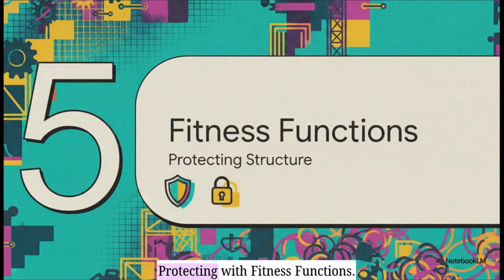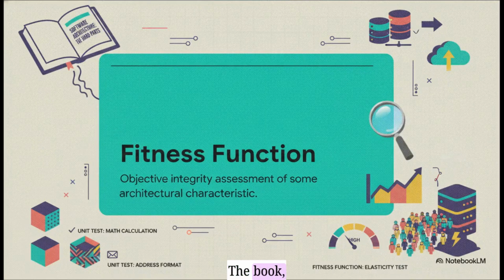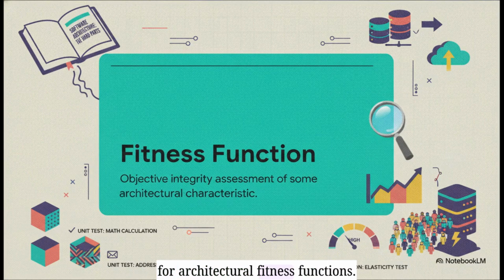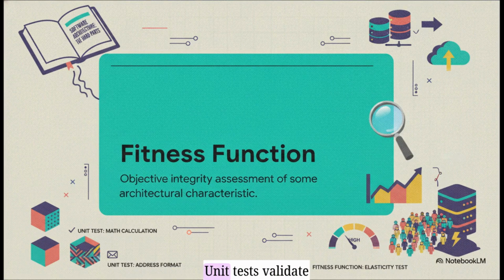Section 5. Protecting with Fitness Functions. The book, Software Architecture: The Hard Parts, gives us a really strict definition for architectural fitness functions. It defines them as an objective integrity assessment of some architectural characteristic. Now, this is totally different from a unit test. Unit tests validate domain criteria, like whether a math calculation is right or an address is formatted correctly. Fitness functions validate the architecture itself. If you write a test to ensure that a sudden massive burst of users doesn't crash the server, checking the elasticity, that is a fitness function.